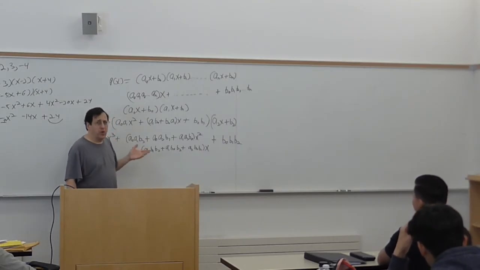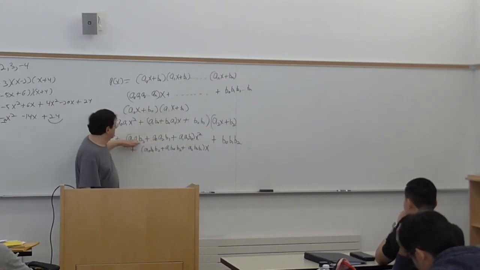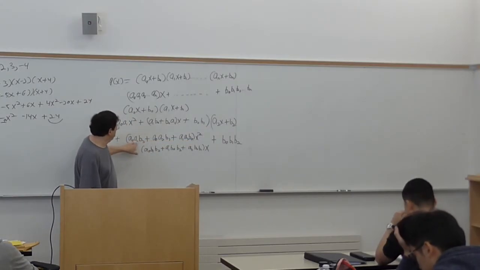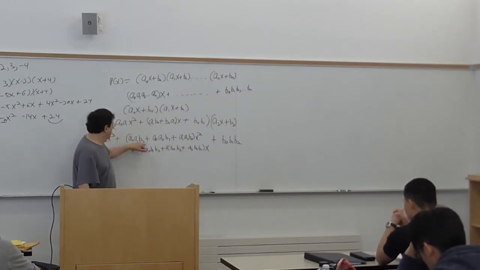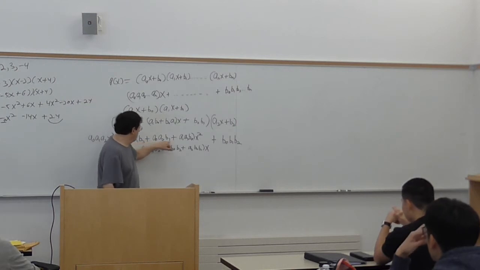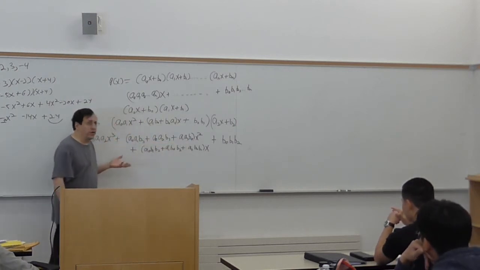This particular polynomial is degree 3. There are 3 terms here, and you'll notice each of these has 2 a's and a b, and it has 1 of each: 0, 1, 2, 0, 1, 2, 0, 1, 2. That's the x squared coefficient.